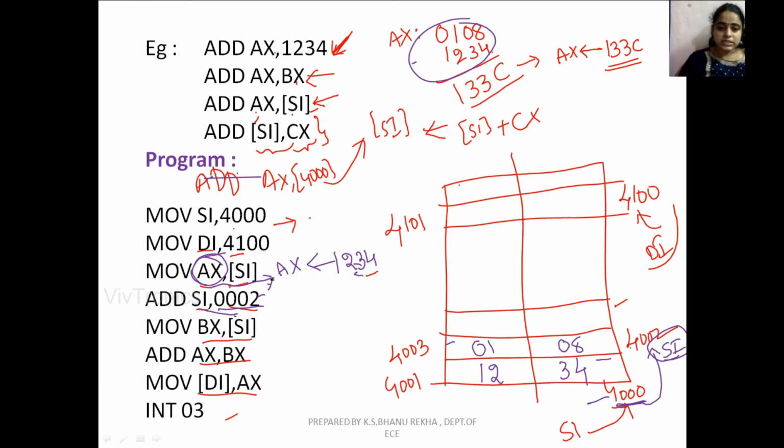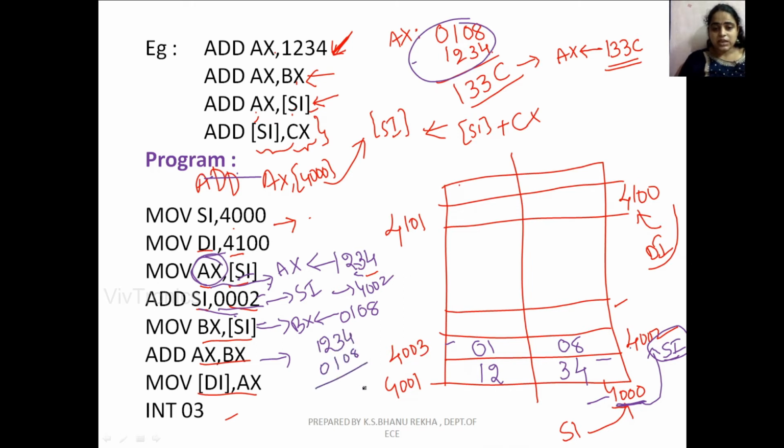So move BX comma content of SI. After execution of this instruction, SI is pointed at 4002 memory location. Move BX comma content of SI. So BX is loaded with the content of SI, that is 0108. So add AX comma BX. So add AX 1234 comma BX 0108.